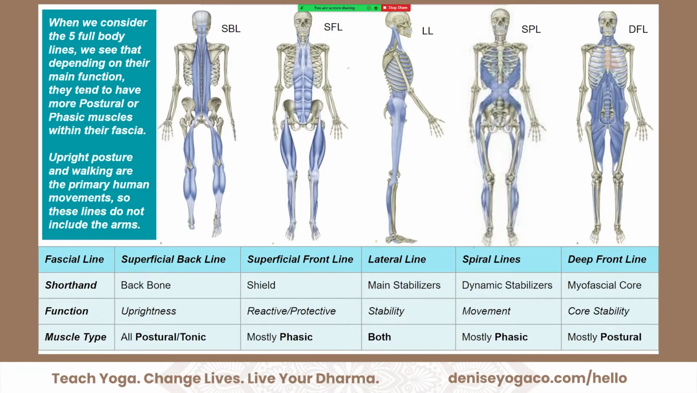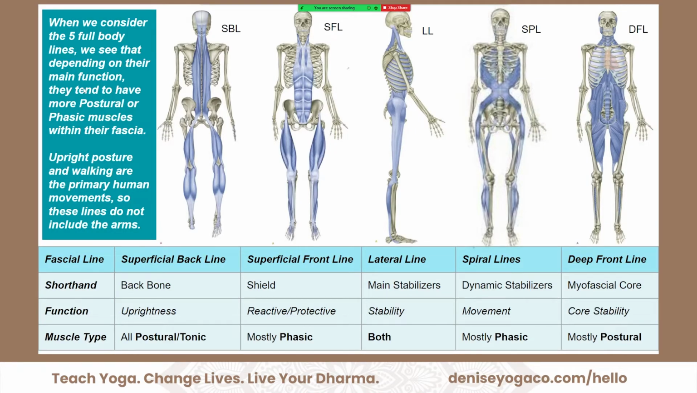And remember, again, I just have a little reminder here that upright posture, walking, and squatting are the most primary human movements. And you can see that doesn't include any arm work. And we haven't gotten to the arm lines yet. And yet, we've been practicing with organization and activation for the arms. But we'll come full circle by next time.